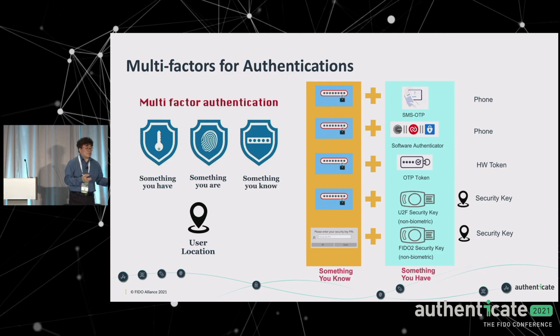So the multi-factor: we are using something you have, or something you are, like who you are, and then something you know. These are the three factors that we are using. Sometimes you're using user locations, but this is not really part of the multi-factor authentication. First one, password and then SMS OTP. That's multi-factor authentication using a phone. Or password and a software authenticator having the OTP signal, or OTP token, or even U2F. These are all multi-factor authentications. And even FIDO2 using PIN. This is all the same as using something you know and then something you are, something you have.